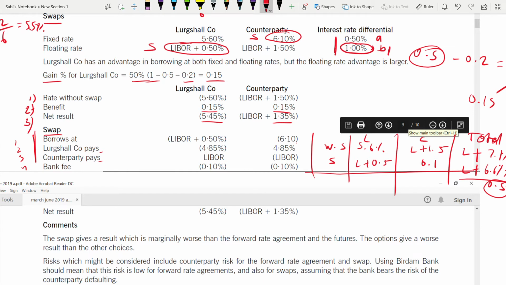Now, very important, you have to start with variable. You have to start with LIBOR, not the fixed rate. You cannot start with the fixed rate. Fixed rate is the balancing figure. This 4.85%, you cannot work out on that first. First you have to start with LIBOR.